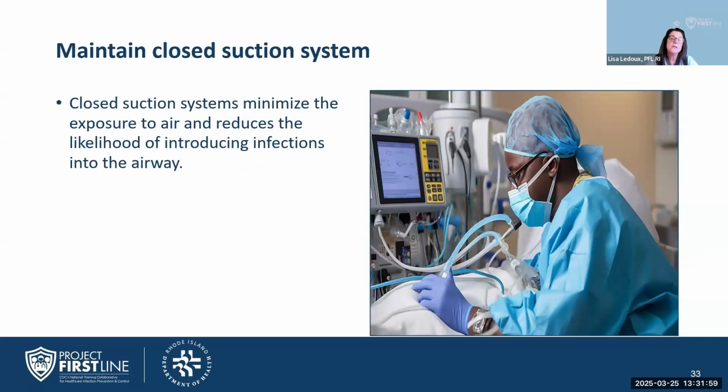The closed suctioning systems are important. By maintaining a closed suction system for ventilated patients, it ensures that the suction catheter is inserted into the patient's airway through the ventilator circuit without disconnecting the patient from the ventilator, and also allowing for the removal of secretions while maintaining continuous positive airway pressure and minimizing the risk of a drop in oxygen levels, and also preventing infection by preventing environmental contaminants from entering into the airway.